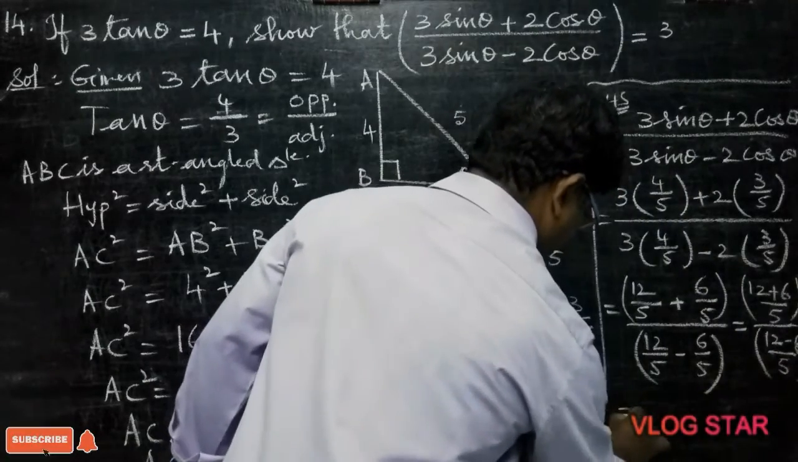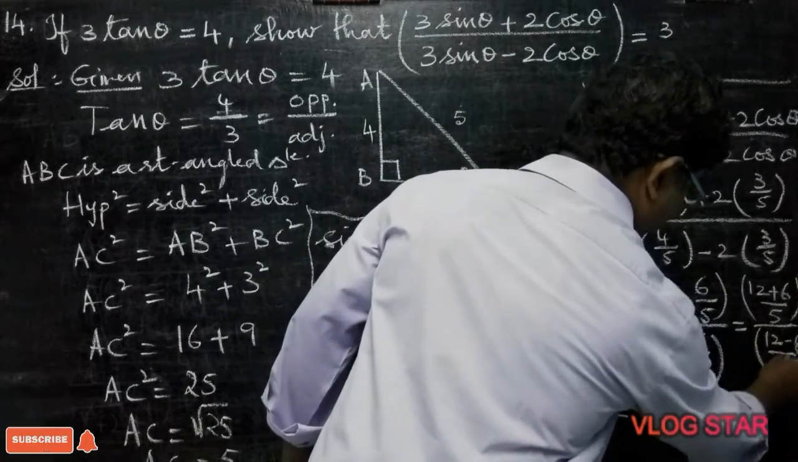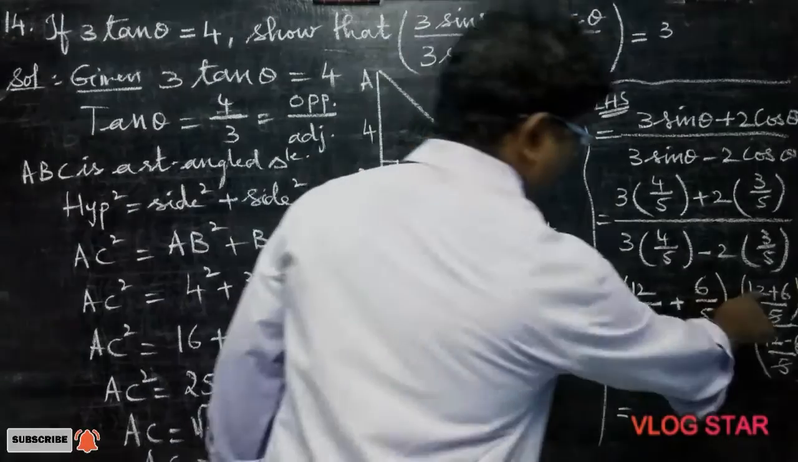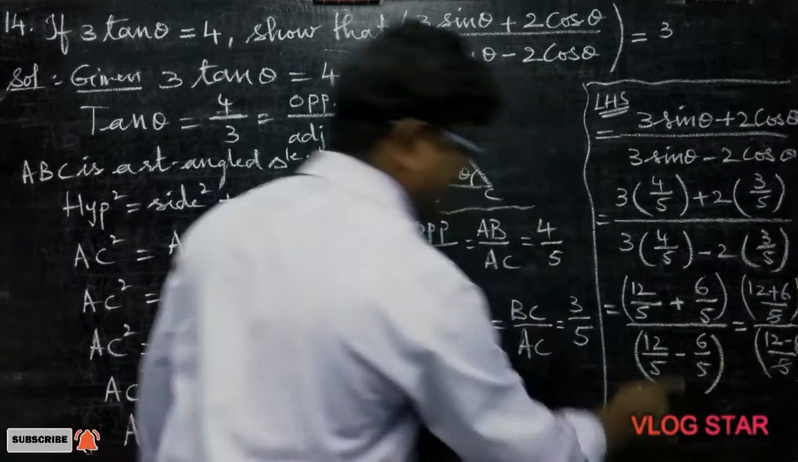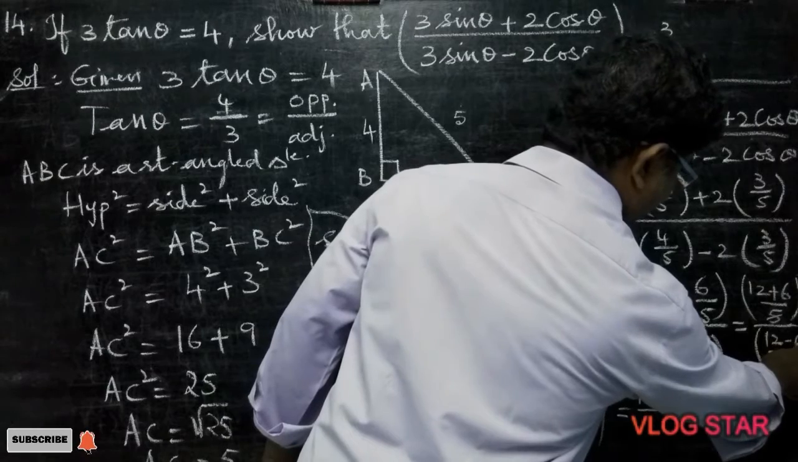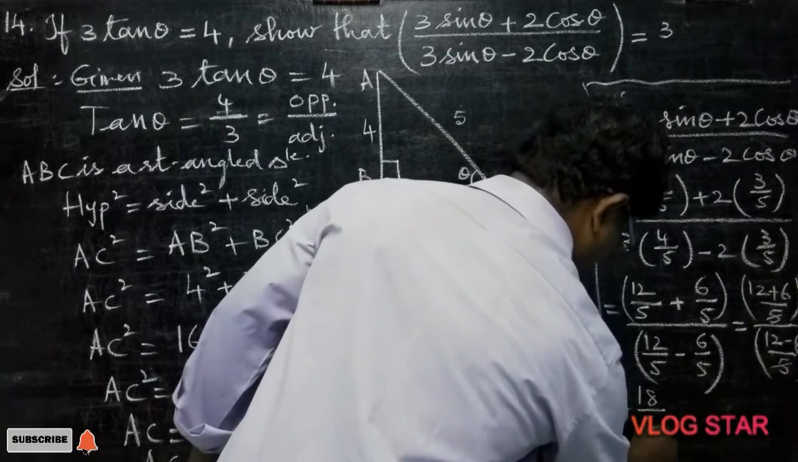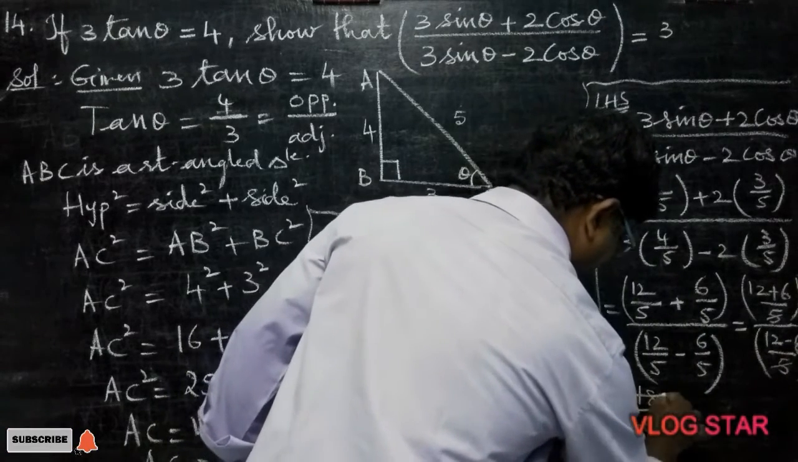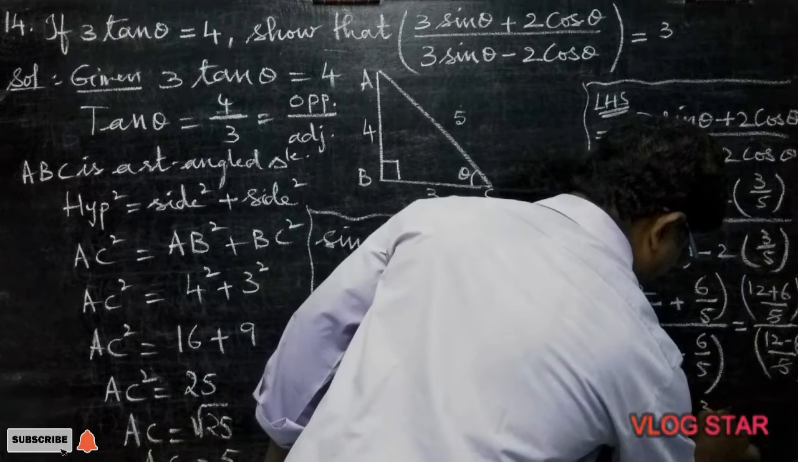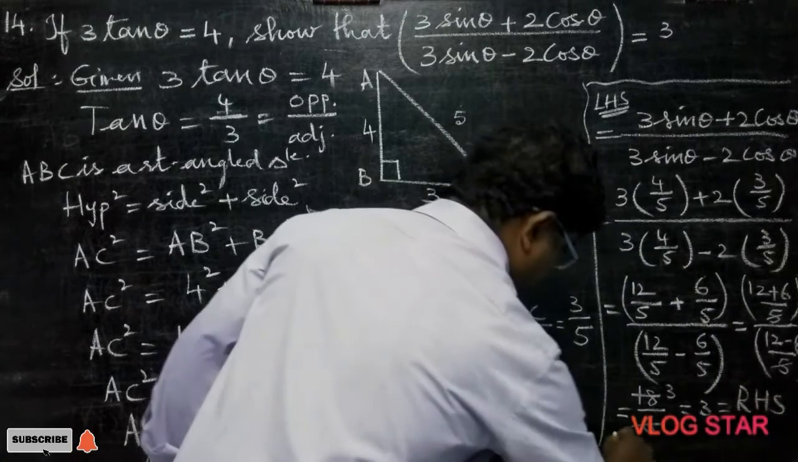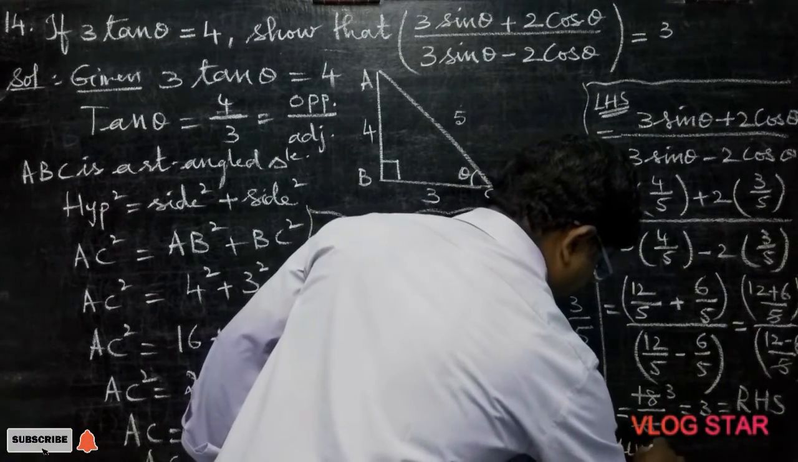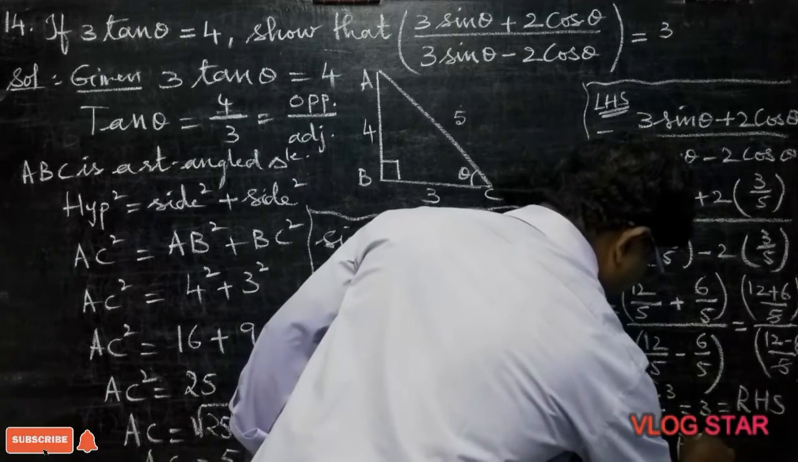That is equal to, denominator gets cancelled. 12 plus 6 is 18 by 12 minus 6 is 6. 6 goes in 18 3 times. So 3 we got, that is equal to RHS. Hence proved. They told us to prove that and we have proved.